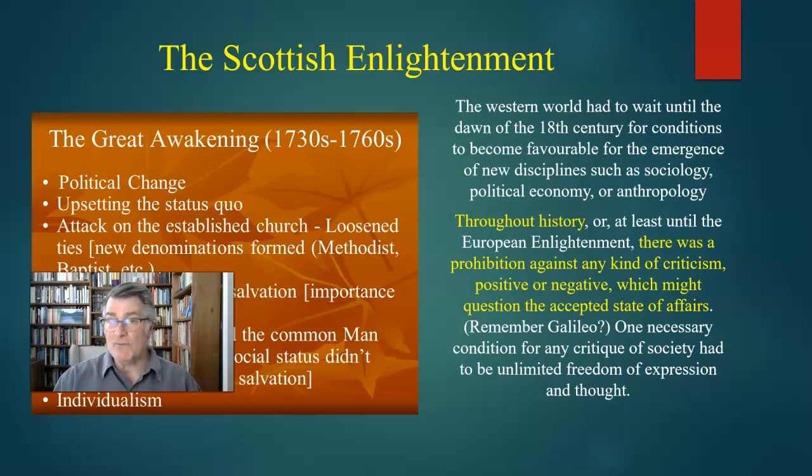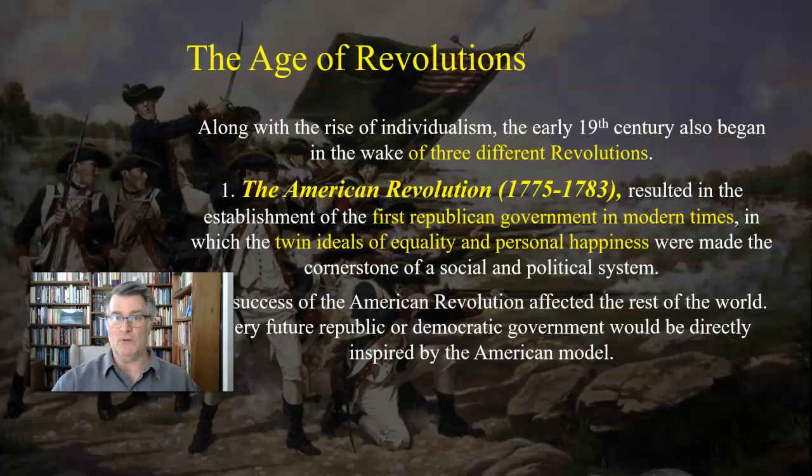So one necessary condition for any kind of critique of society is unlimited freedom of expression and thought. And where is that from? The ancient Athenians. If you remember back to the first week, they were very clear on the fact that any kind of intellectual development, scientific development, has to occur in the realm of freedom. Without freedom of expression, you will stymie or thwart or just outright stop developments that otherwise could be happening at that time. So the Scottish Enlightenment were lucky enough to have a fairly open and tolerant society into which to introduce these ideas. But in other parts of Europe, and France in particular, that was a lot more difficult.